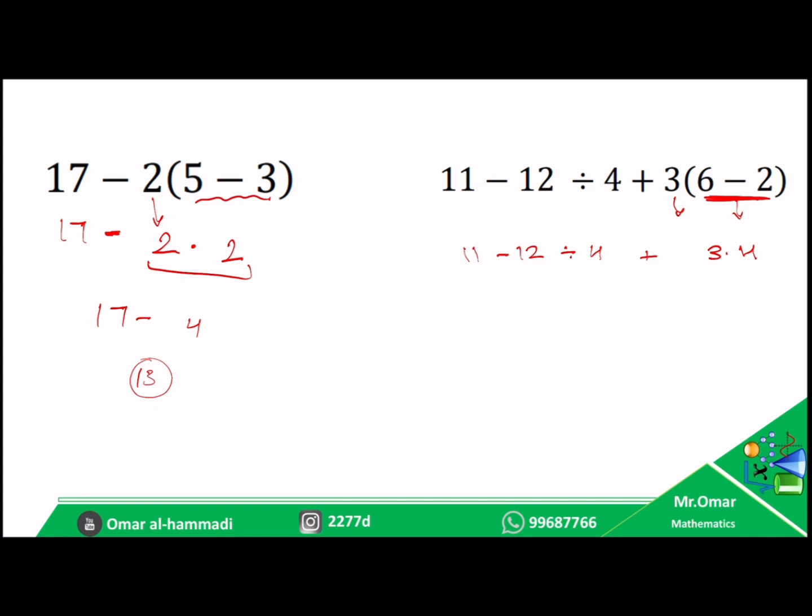So now we will see which one we will start with. Now we have here the division, and also we have a multiplication. We will start from the left. 12 divided by 4 will give us what? 3. And 11 goes down, plus 3 multiplied by 4 is 12. Now we will start from left to right. 11 minus 3 will give us 8 plus 12. 8 plus 12 will give us 20. So this is the result.